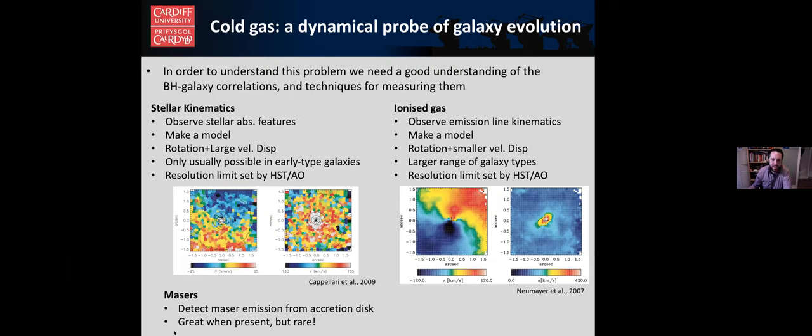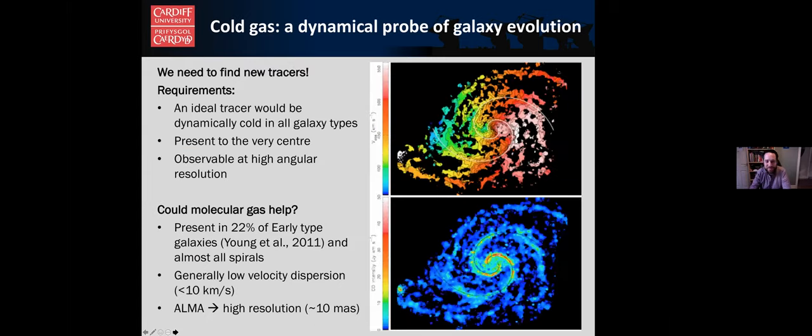So I think given my introduction, you can all guess where I'm going with this. What we would like to do is find a tracer that we can use to measure the black hole mass in galaxies of all types. And to allow us to do that, it has to be present at the center of the object and observable at very high angular resolution. And molecular gas, I will posit here, is a great tool for that.